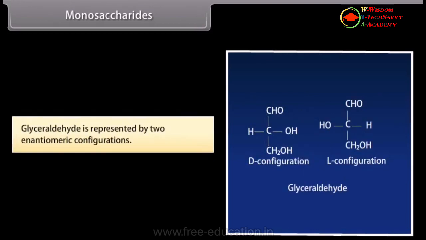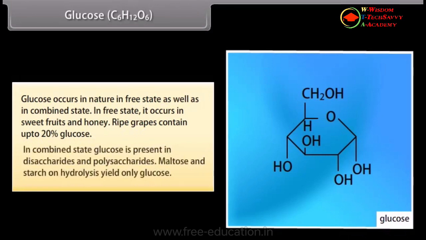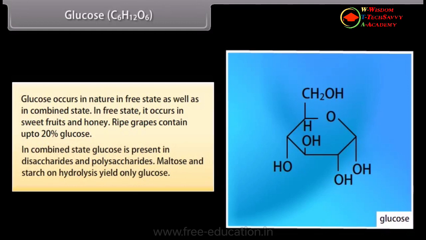Glyceraldehyde is represented by 2 enantiomeric configurations. Glucose, C6H12O6. Glucose occurs in nature in free state as well as in combined state. In free state, it occurs in sweet fruits and honey. Ripe grapes contain up to 20% glucose. In combined state, glucose is present in disaccharides and polysaccharides. Maltose and starch on hydrolysis yield only glucose.